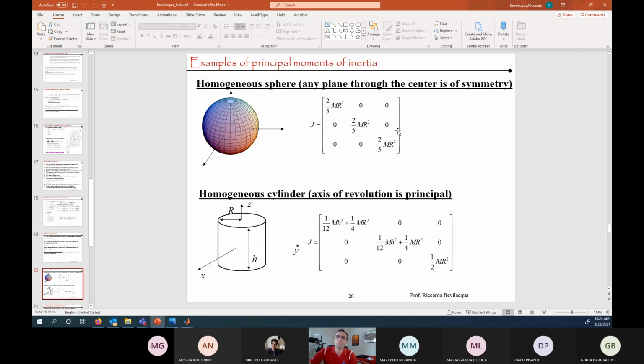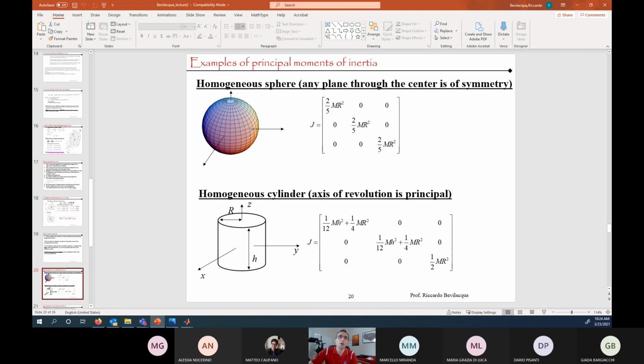And here I have just some notable shapes and their matrices of inertia with respect to the principal axes. If you have a spherical object with uniform mass distribution, obviously any axes of inertia are principal, as long as they go through the center of mass. And these are the 3 values, identical, obviously, for the moments of inertia.